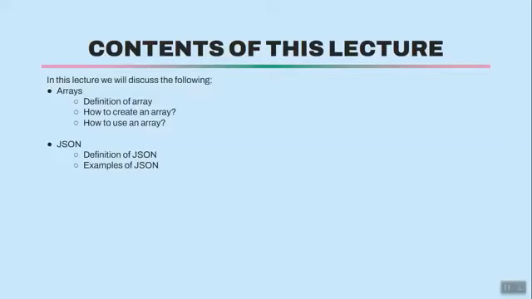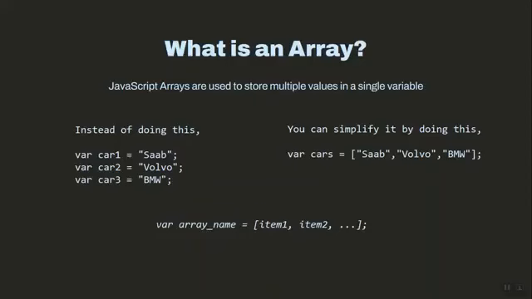So the contents of this lecture. In this lecture, we will discuss the following: arrays and JSON. Under arrays, we have the definition of an array, how to create an array, and how to use an array. For JSON, we have the definition of JSON and examples of JSON. So let's go first to what is an array.